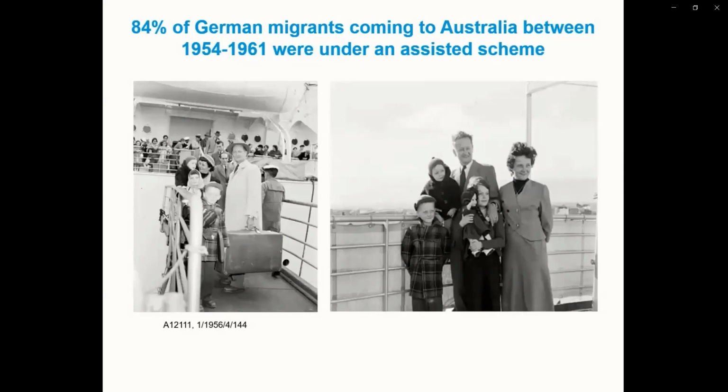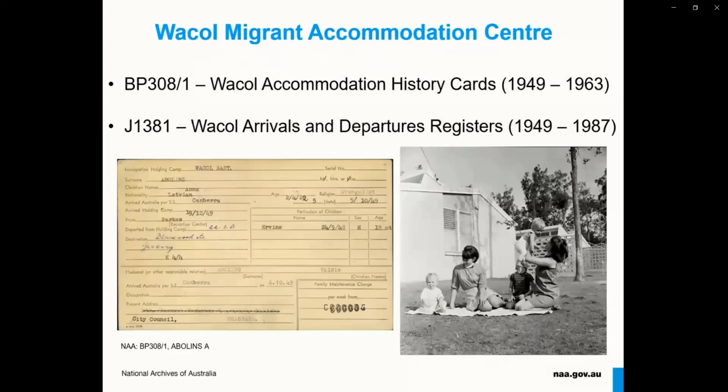All of these wonderful photographs can be found in series A12111, the Immigration Photographic Archive. You can also find photographs by using the photo search function on Record Search. In Brisbane, we hold accommodation history cards from the Wacol Migrant Accommodation Centre that include the name, nationality, age, details of arrival, and family particulars of migrants. There is also a register of arrivals and departures from the Wacol Centre, which can be used to track a migrant's movements to and from the centre.